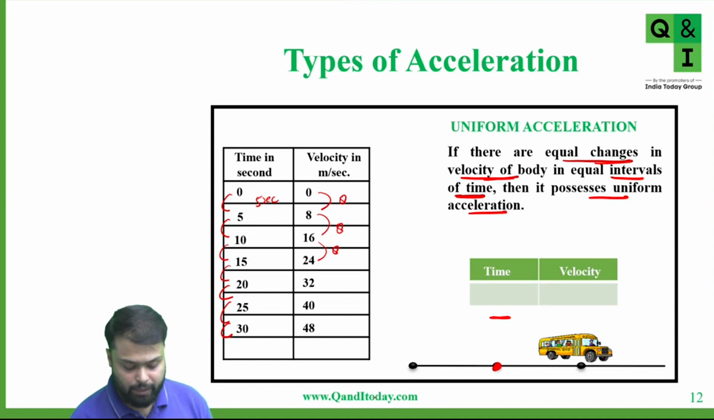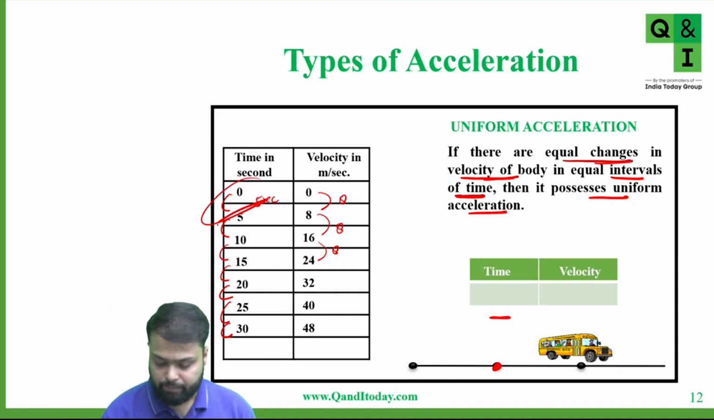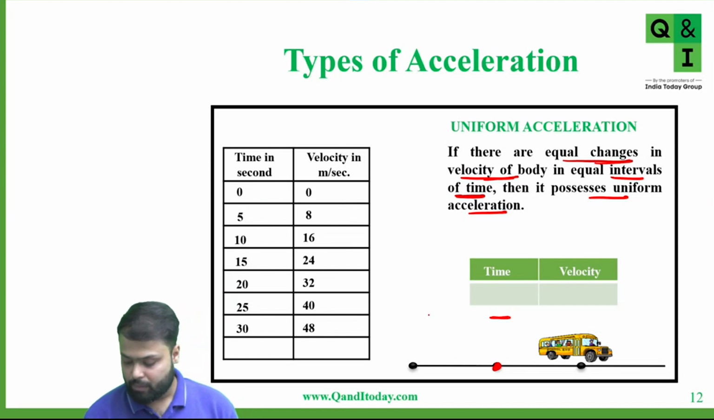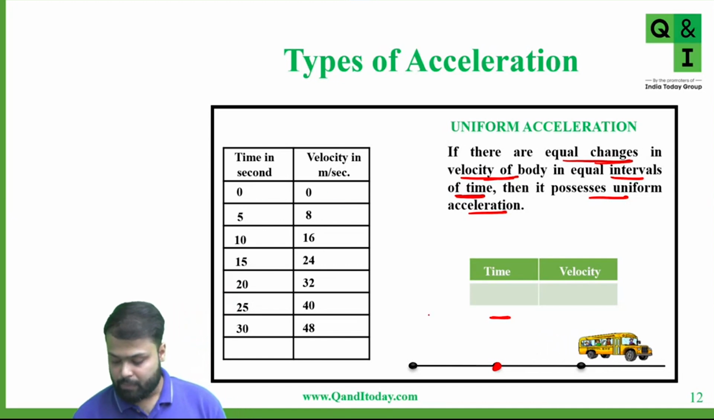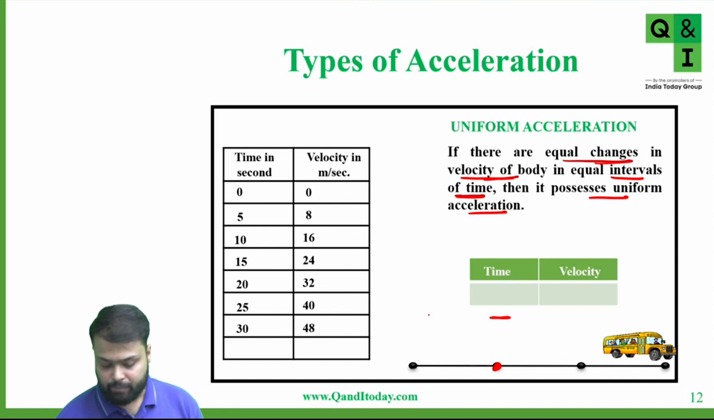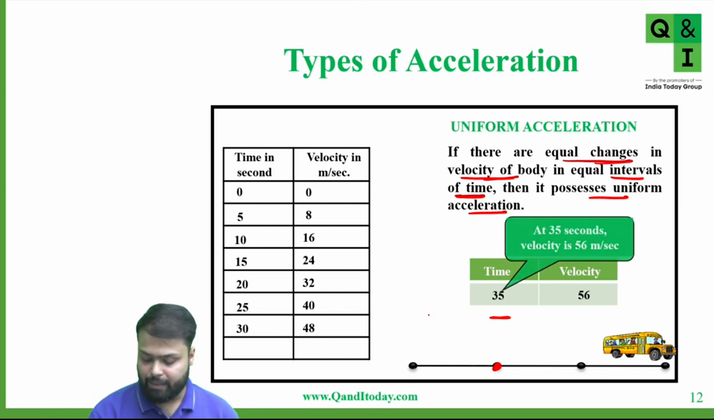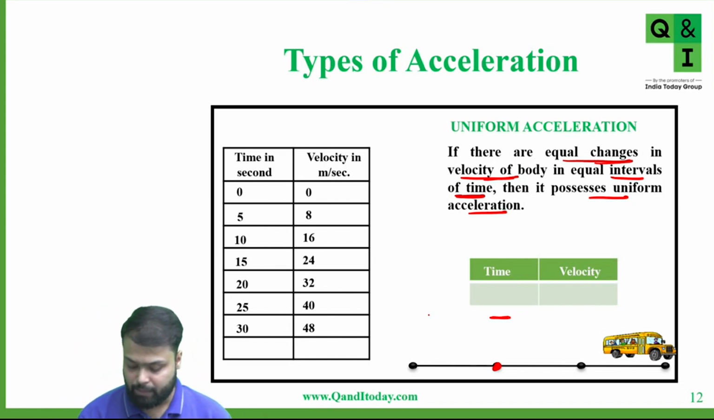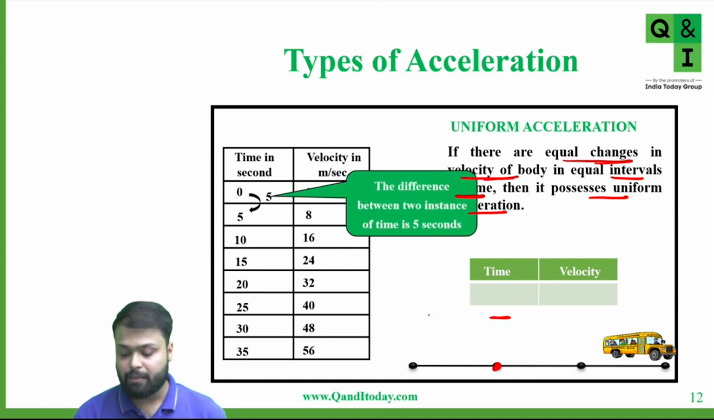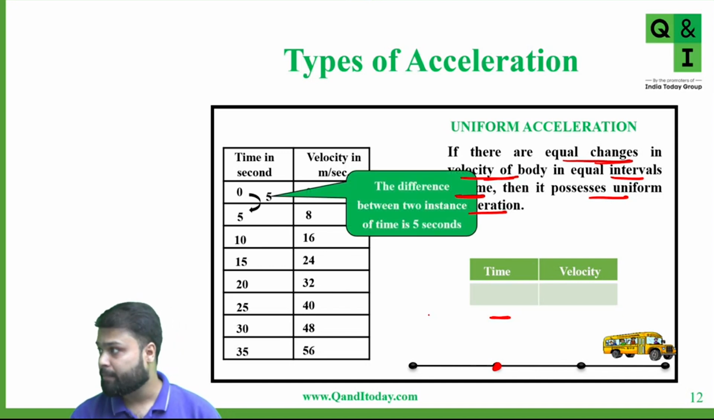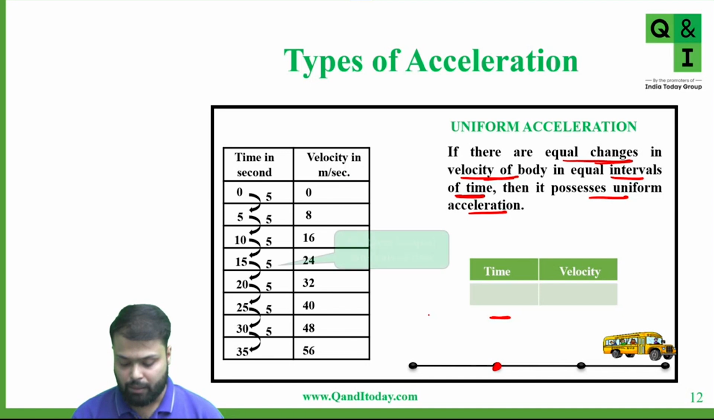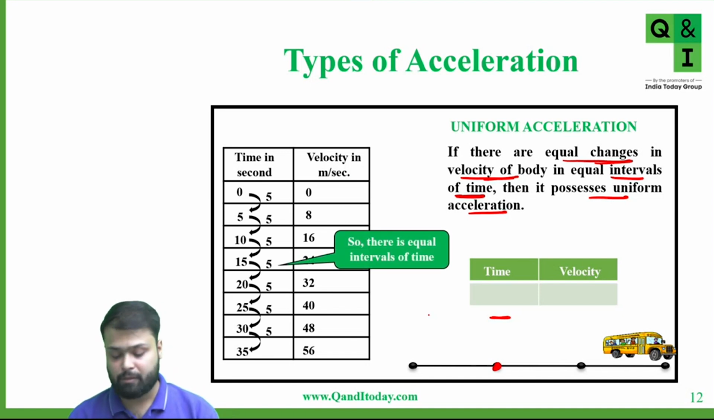You can also see here that the time interval is the same everywhere. Let's say finally, after 35 seconds, it attains a velocity of 56 meter per second. So you can see here the difference in time between two instants is 5 seconds. Again, everywhere the difference in time is 5 seconds.